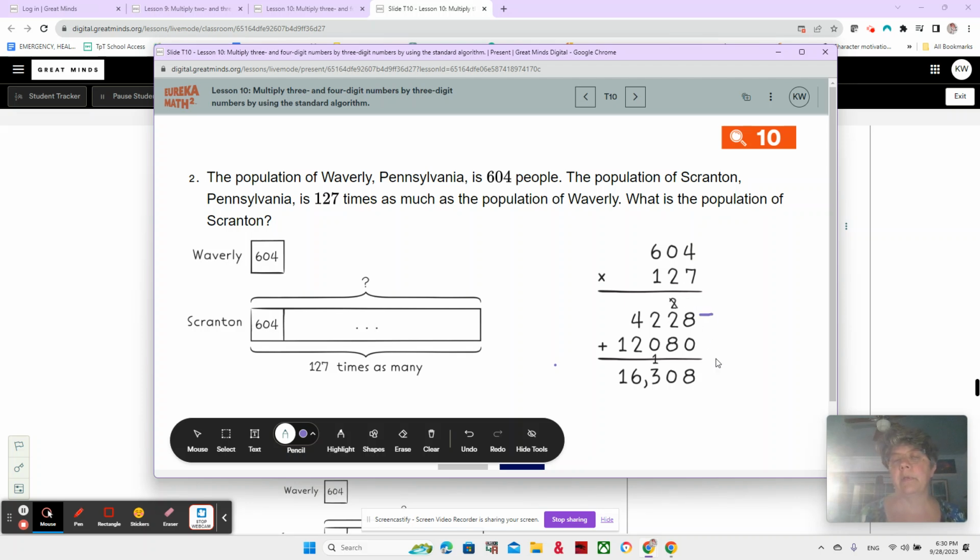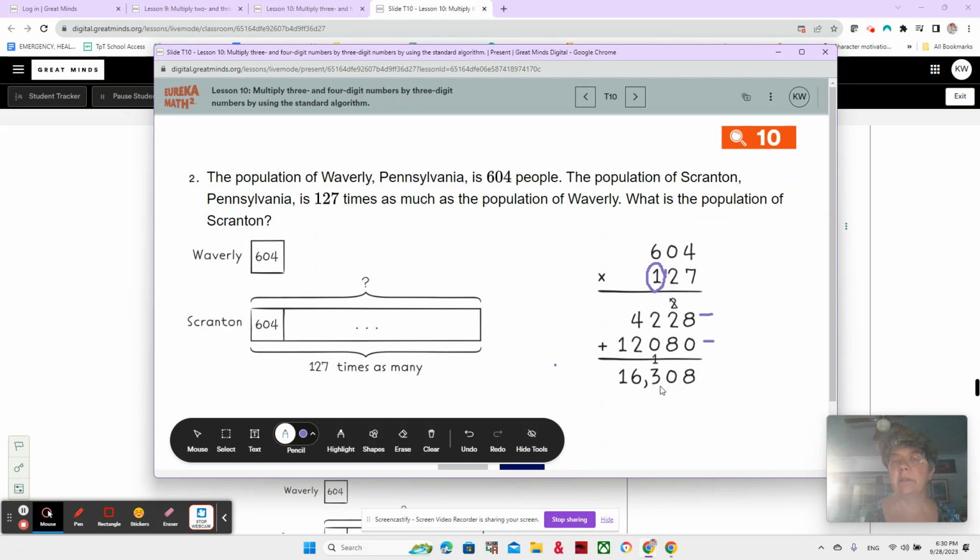20 times 4. Okay, got our magic 0. 4 times 2 is 8. 2 times 0 is 0. 2 times 6 is 12. Got our second partial product. Awesome job. Uh-oh. They totally forgot to do the 100, right? 100 times 604. Aha! That's a problem, isn't it?